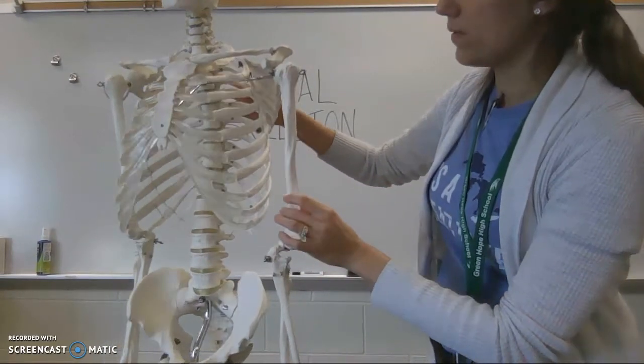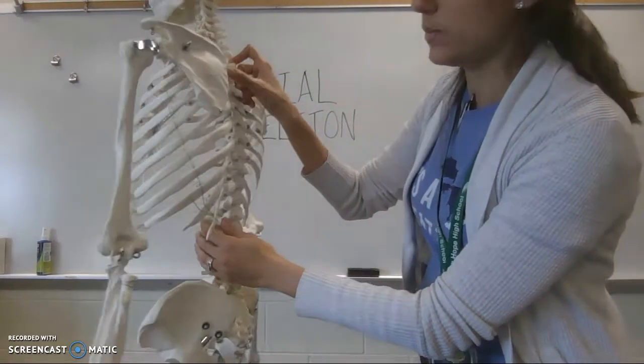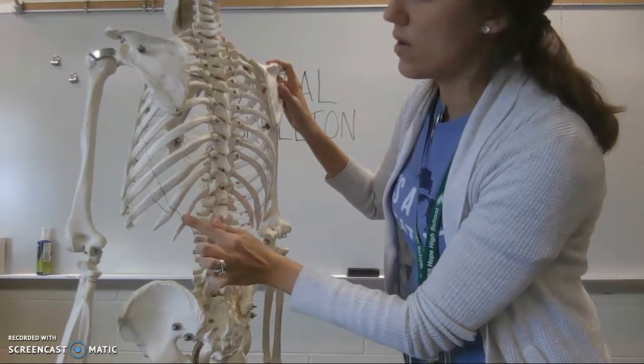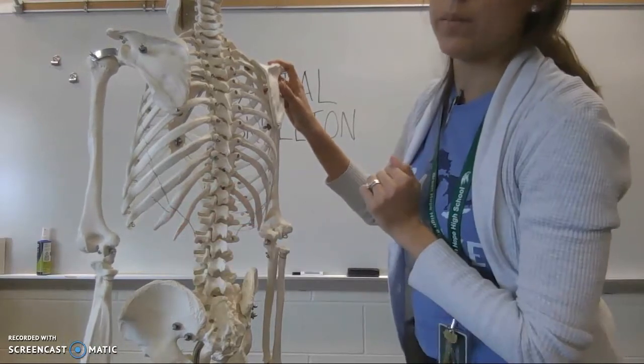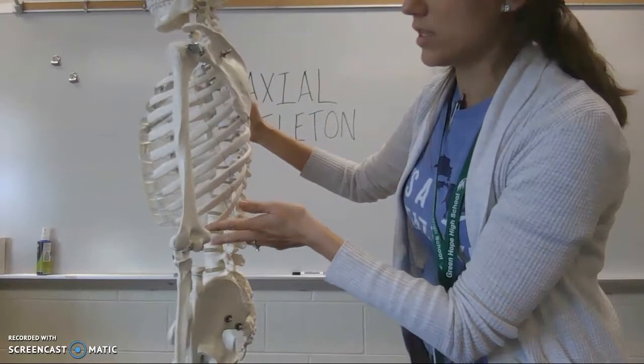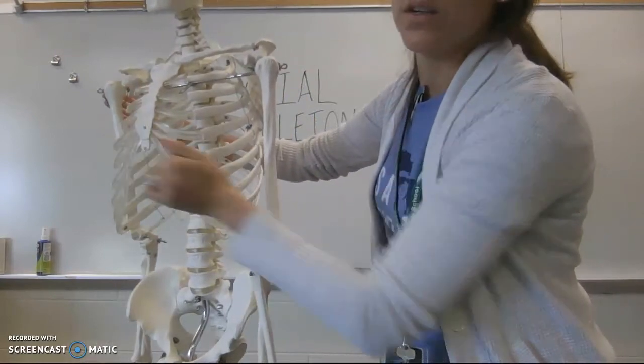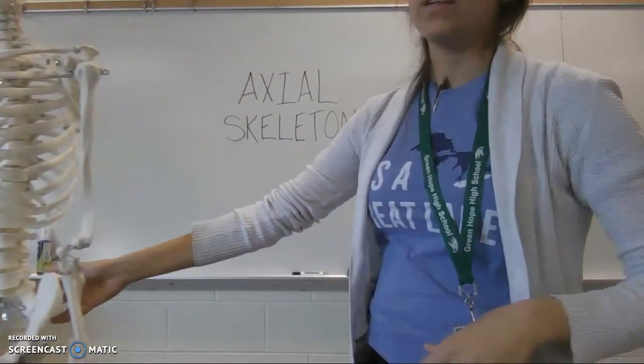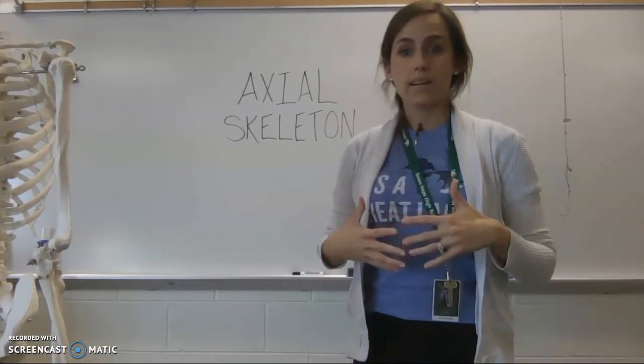Finally, we have our floating ribs. They can actually best be seen from the back, and those are ribs 11 and 12. They are known as the floating ribs because they do not have a cartilaginous attachment to the sternum. Those are the bones that we need to be aware of for the axial skeleton.